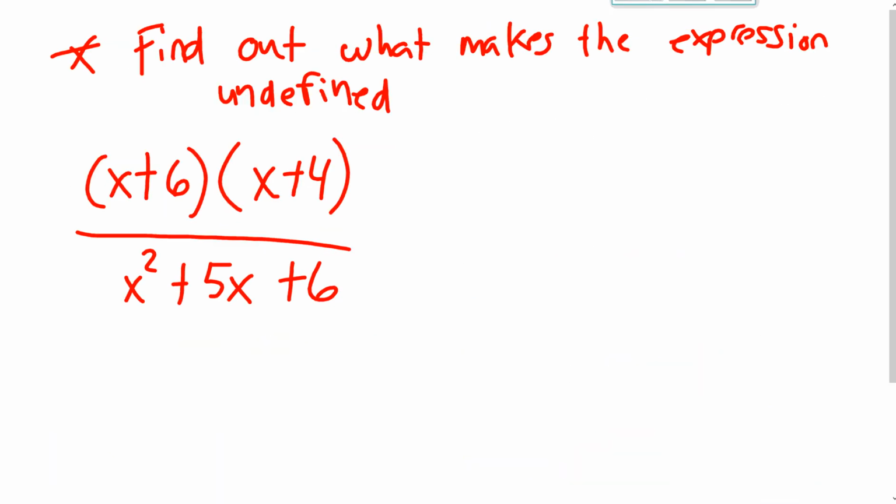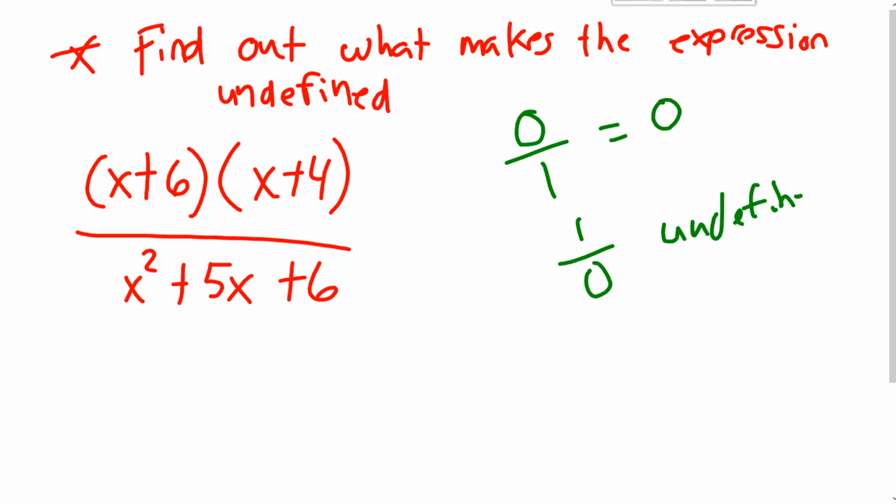Okay, so here we go. Here's an example. We want to find out what makes the expression undefined. That's the same kind of thing as finding those restrictions or labeling the domain. Again, I don't care about the top, because I can take 0 divided by any number I want, unless it's 0, and I just get 0. But I can't flip it. That is undefined. So that's why I set the bottom equal to 0 and solve.